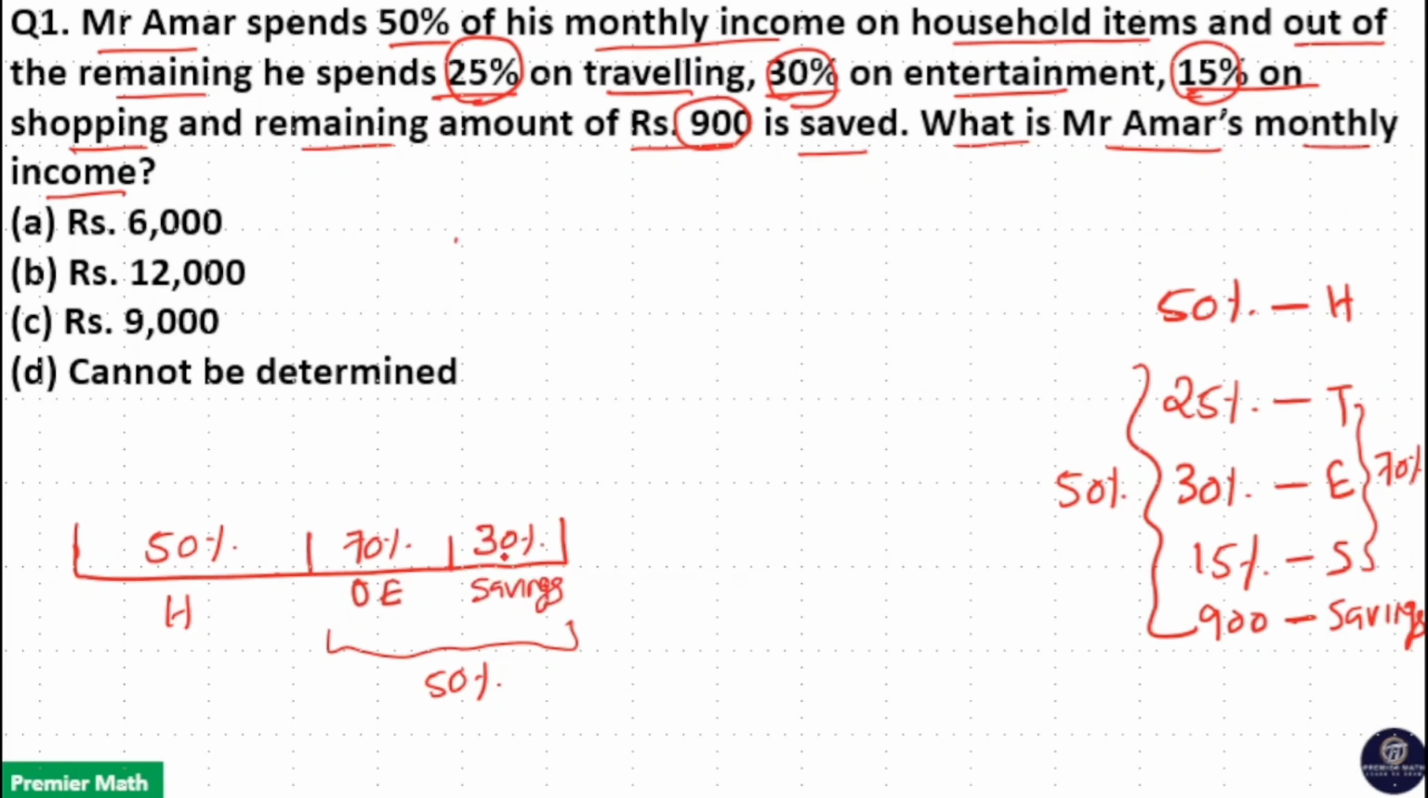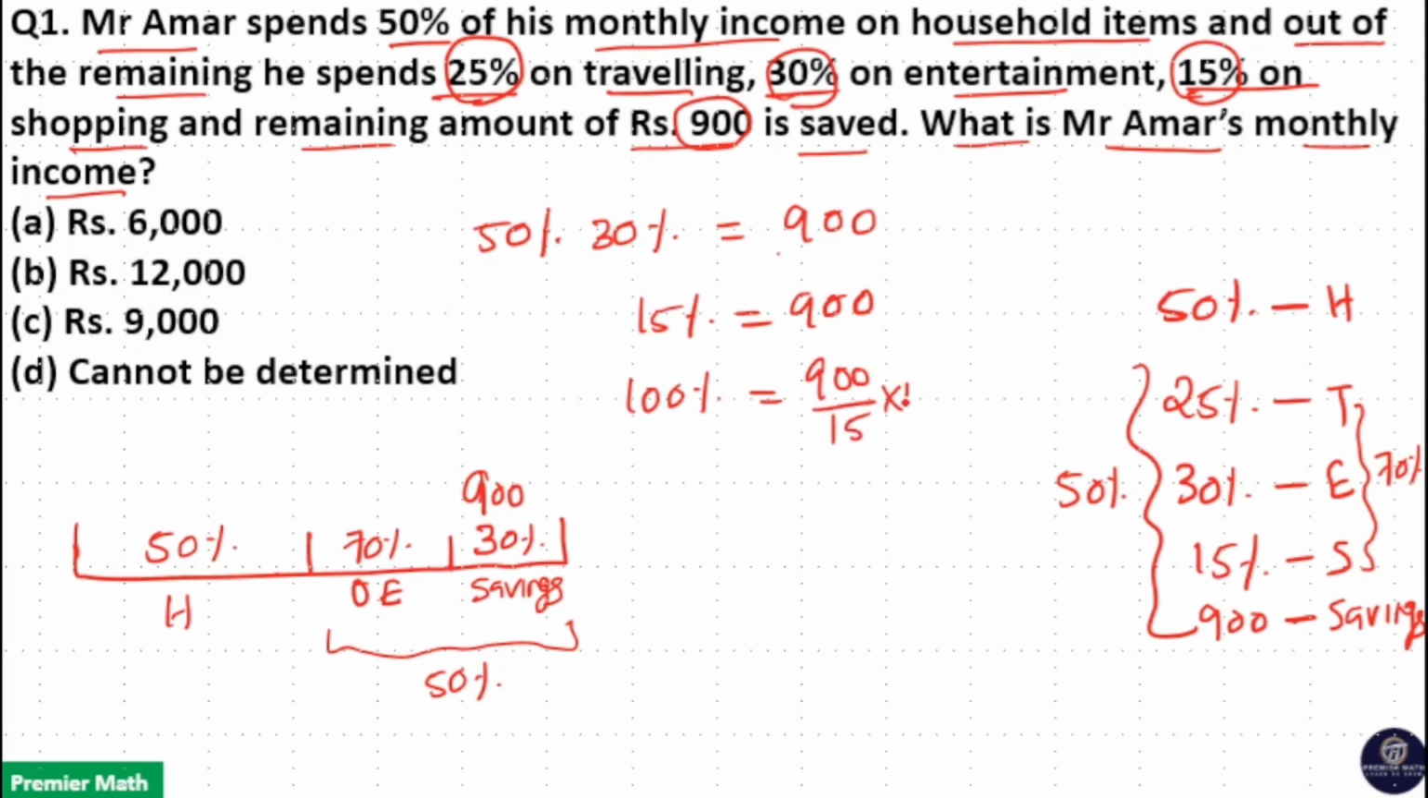That means 30% of 50% is 900 here. 900 rupees out of 50% he saved. So 30% of 50% is the savings here, that is 900 rupees. 50% of 30% is the savings here. So it can be written as 50% as half. Then half of 30 is 15%. So 15% is 900 means 100% is 900 divided by 15 into 100, which is equal to 15 goes 6 times in 90.